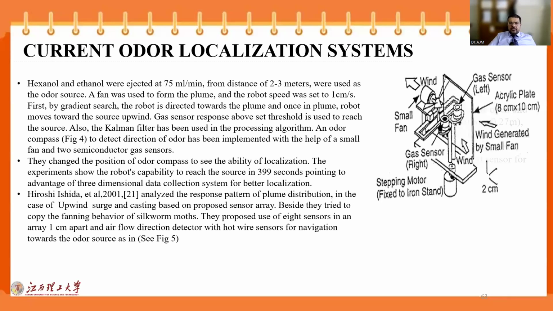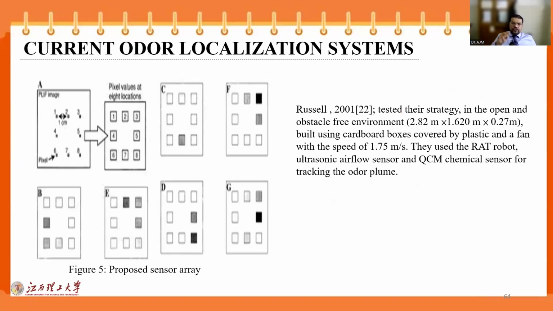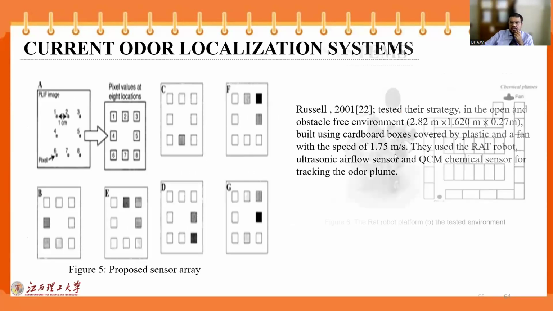Then they thought that instead of having 4 or 3 sensors, they could have an array, and sense the sequence of the odor, meaning it will come from 1 to 2 to 3, 4 to 5, something like that. Then they can detect it and navigate the robot toward the source. That is also one of the nice jobs that came with the help of Russell in 2001.